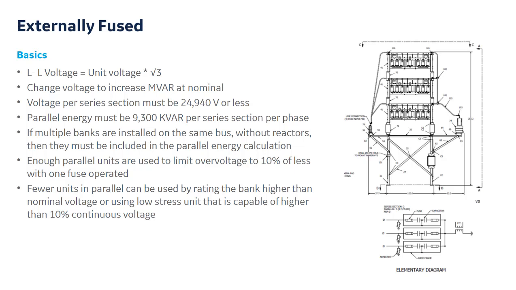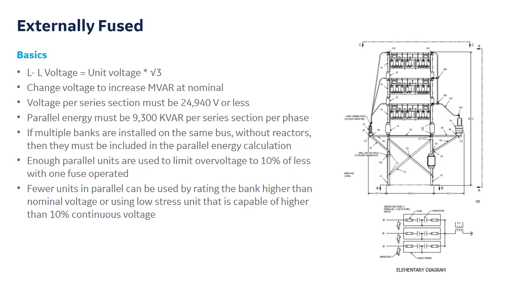If I go any higher than 9,300 kVAR, then I need to go to more series sections, which means you're going to see a significant increase of insulator cost, of your rack sizes, and your bus connections or pipe. If multiple banks are installed on the same bus, so we'll have customers that will ask for, hey, I have two separate, or 2 or 3 or 4 capacitor banks, but if they're all installed on the same bus and there's no CLRs for inrush or outrush reactors, then they must be included in the parallel energy calculation.